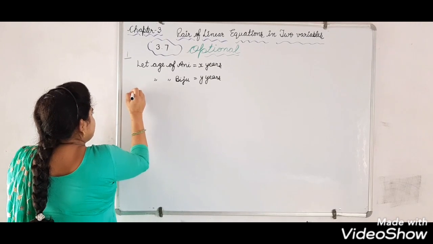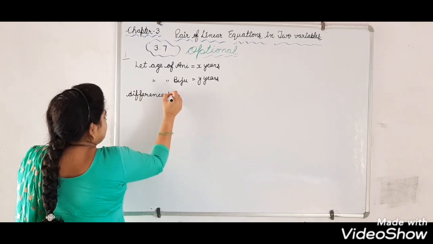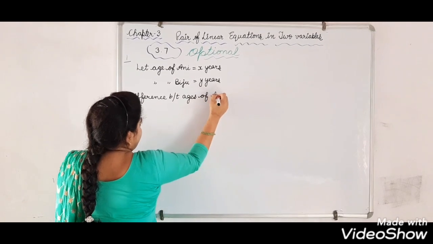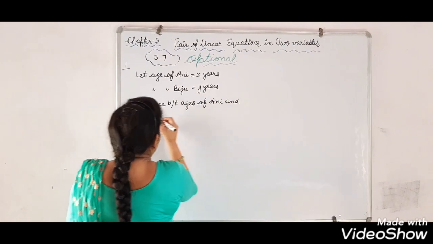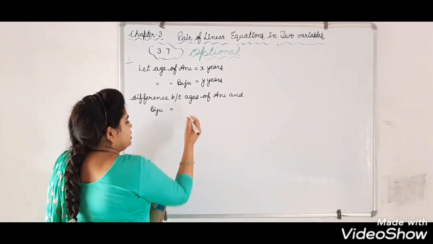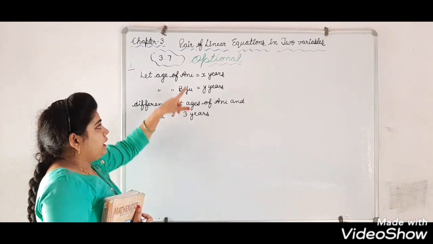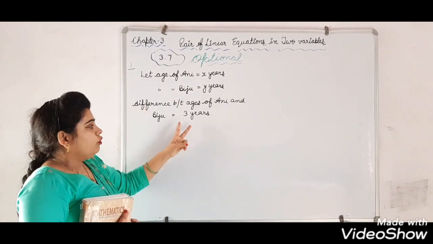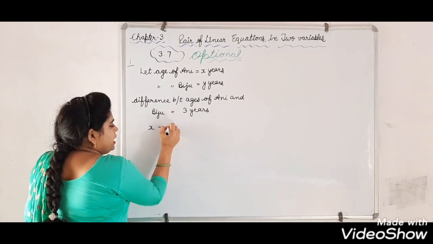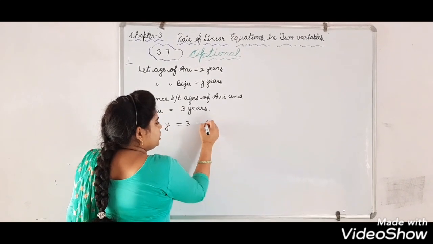Now what is given? Difference between ages of Ani and Biju is 3 years. यहां हमें गिवन नहीं है कि अनी बड़ा है या बीजू बड़ा है. नाउ फ्रॉम हियर टू केसेस अराइजेस. First is if x minus y is equal to 3 because difference is 3, that is equation number 1.